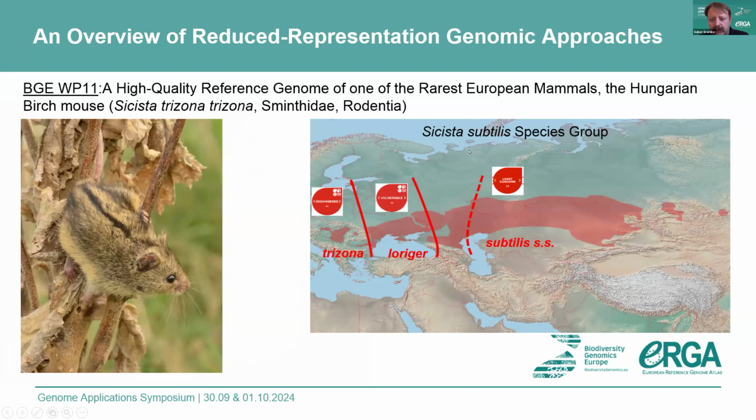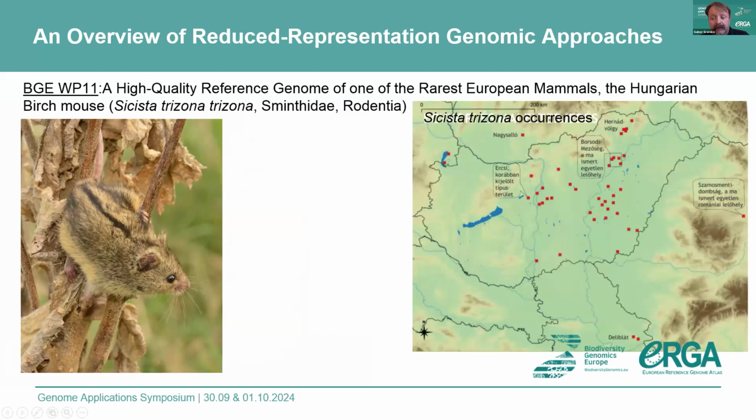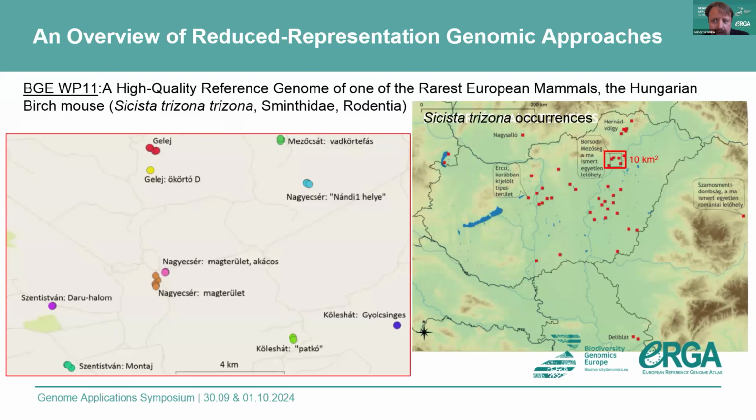is part of this Sicista subtilis species group that really goes through the steppe zone. And the westernmost member is the Hungarian species that used to be once very widespread in the Pannonian Basin, but now it only occurs in this roughly 10 square kilometer territory. And within this territory, we have some subpopulations which are only a few kilometers from each other. We don't know whether these are really subpopulations or these are just places of fragrancy. We don't really know anything about the species.